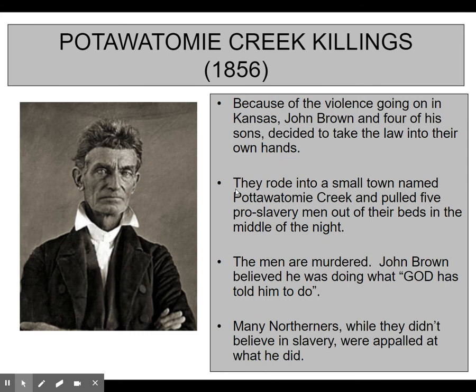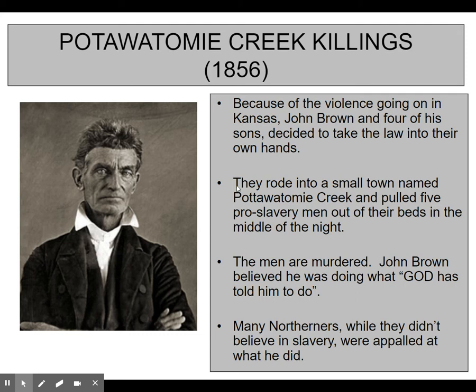The Potawatomi Creek killings and John Brown were another step toward the Civil War. So these took place in 1856. John Brown was an abolitionist, and he was especially anti-slavery. He ended up moving with his sons. He followed his sons out to Kansas, and they decided to roll into a small town, and he went into homes of pro-slavery men. He ended up dragging them out of bed and killing these men in cold blood in the middle of the night.